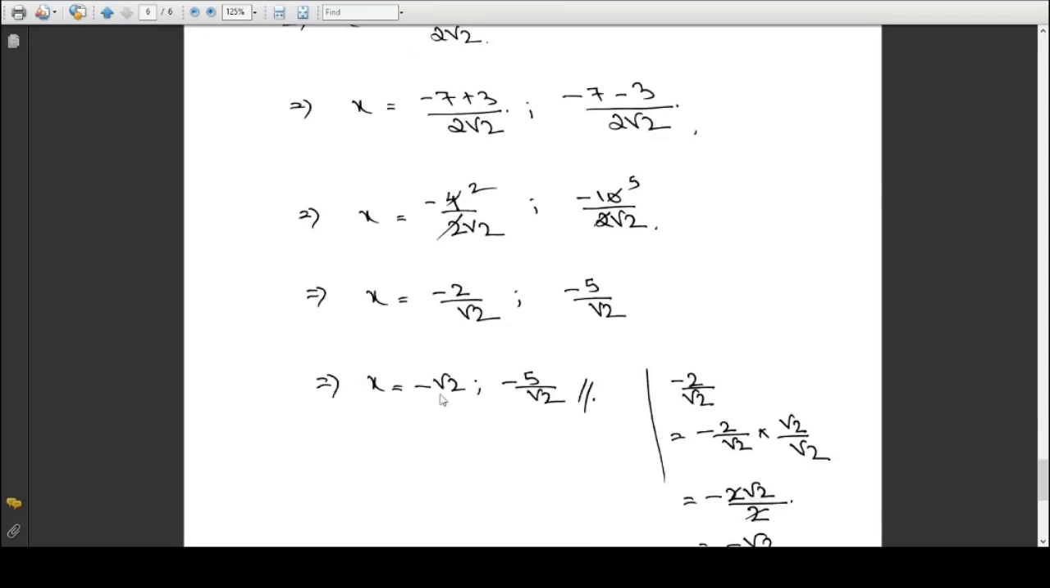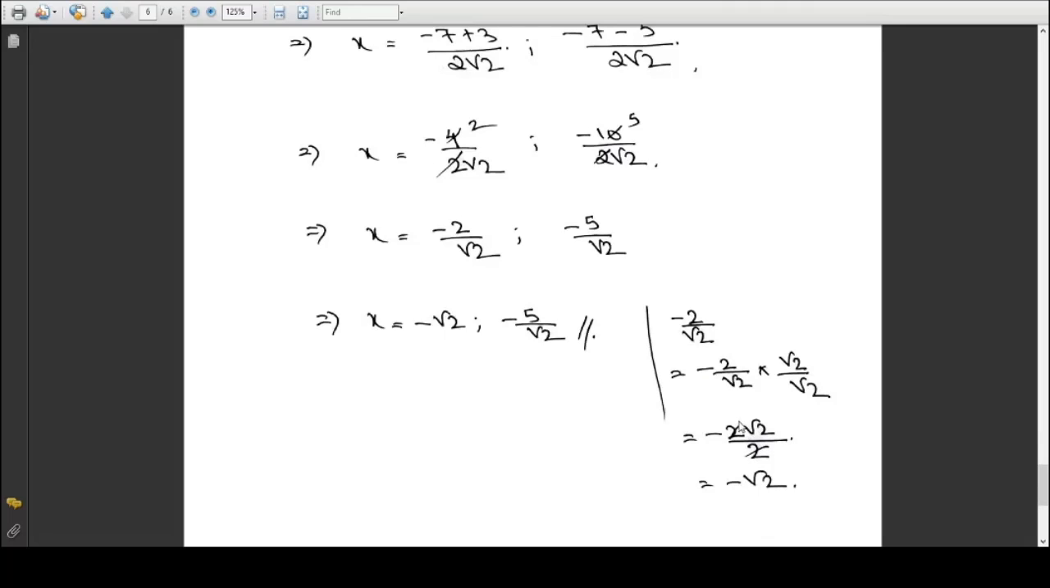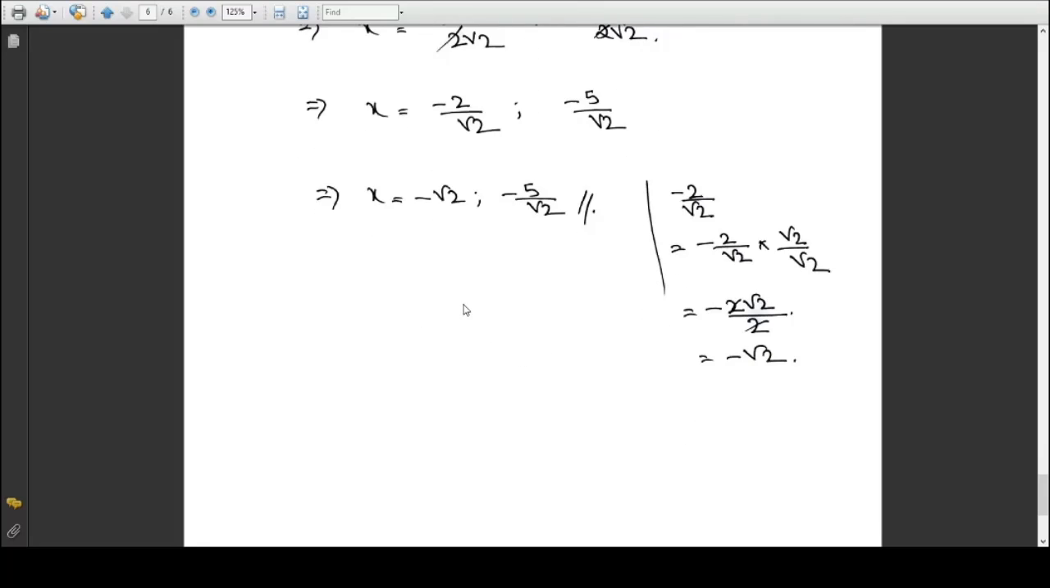Or instead of minus 2 by root 2, you can again simplify by multiplying by root 2 on the numerator and denominator. In the numerator, 2 multiply root 2, you will have 2 root 2. In the denominator, root 2 multiply root 2 is root 2 square, which is 2. Then considering these 2s from numerator and denominator, you can cancel them. You'll have only minus root 2, and this 5 by root 2 is the same thing. These are the roots of the given equation.